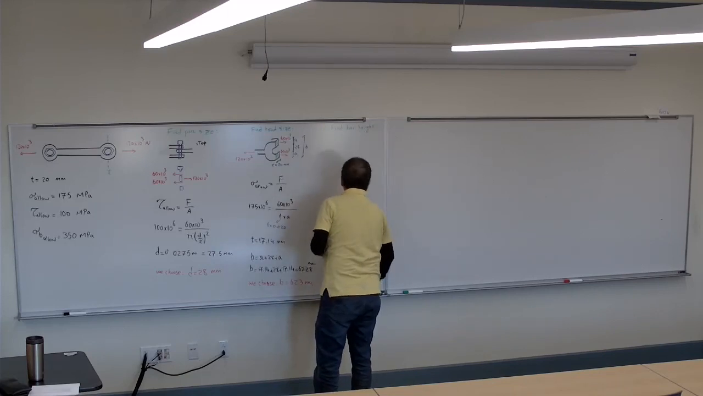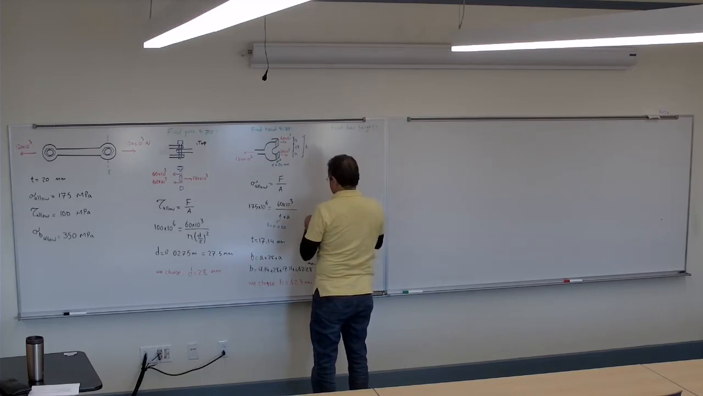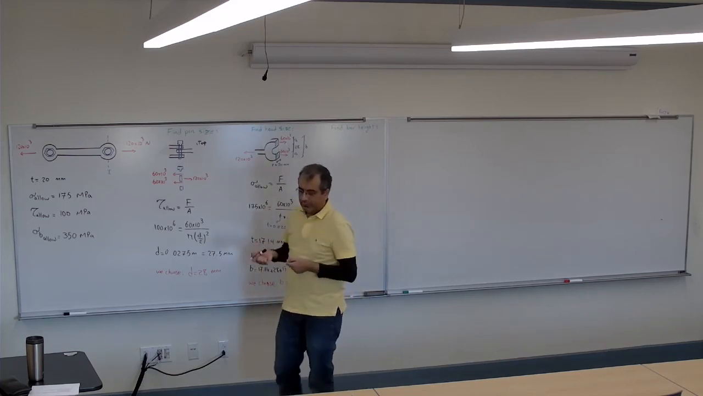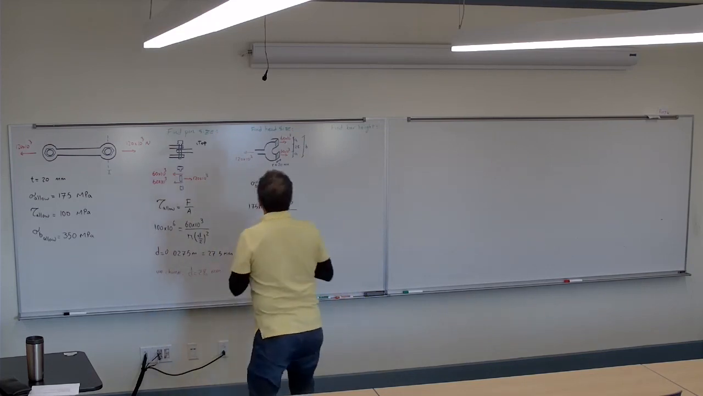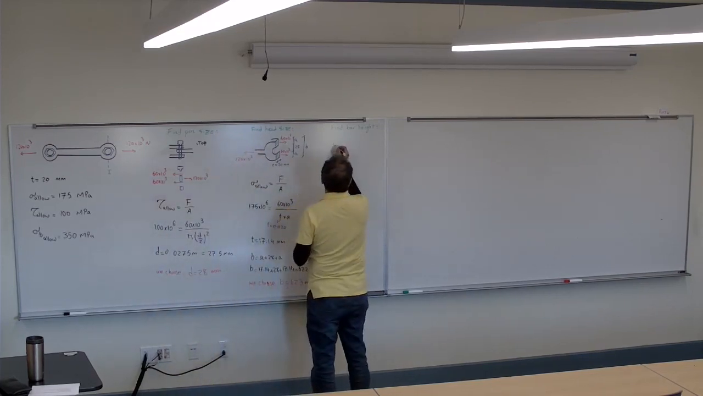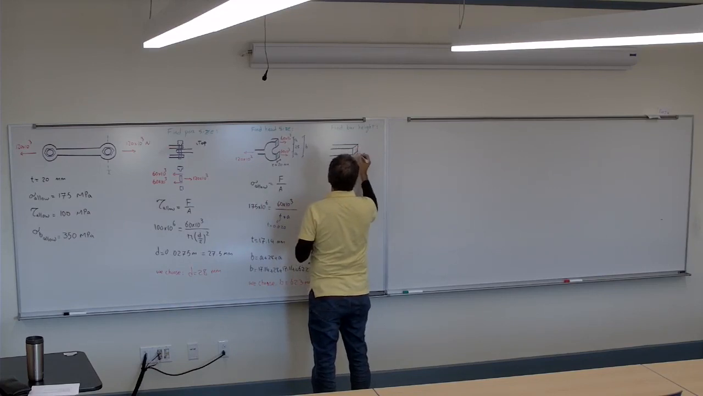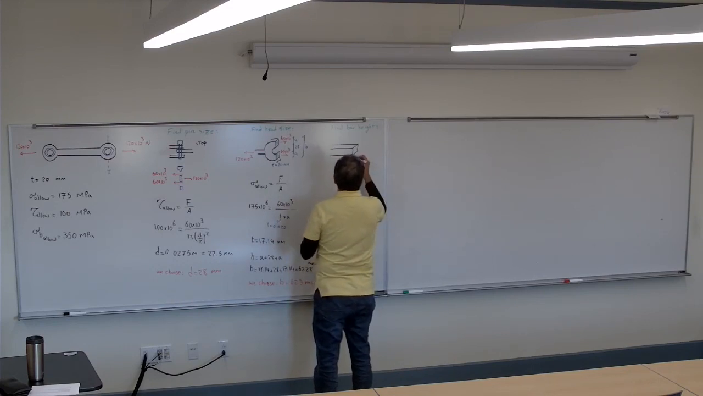Bar height. So if I go ahead and say, okay, the bar that I have looks like this. And here the T is 20 millimeter. And this is the height.